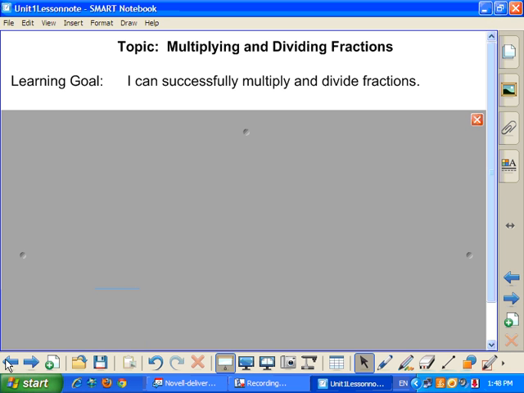So today we're looking at multiplying and dividing fractions. Yesterday we did adding and subtracting. Now we're doing multiplying and dividing. So what is it today that you're looking for success? I can successfully multiply and divide fractions. Okay, so that is your goal for today.